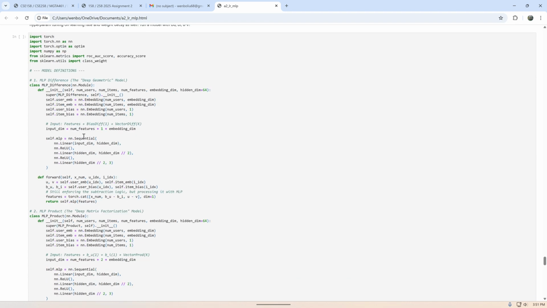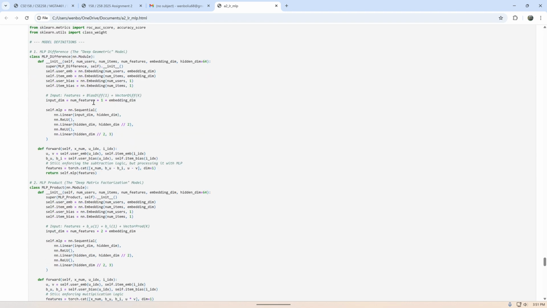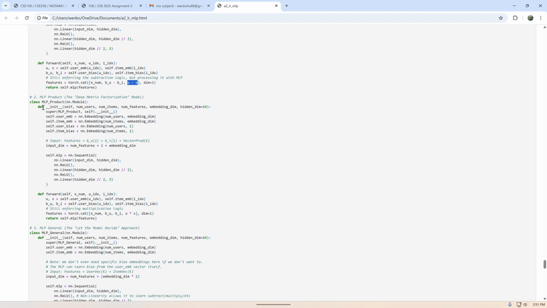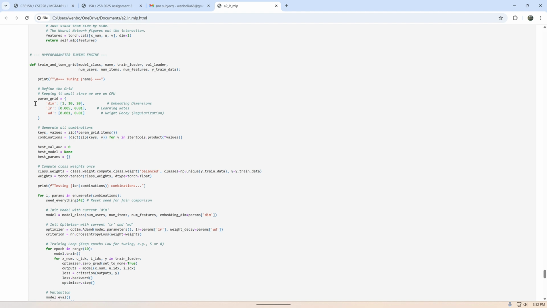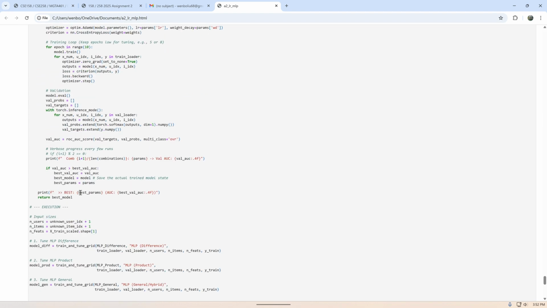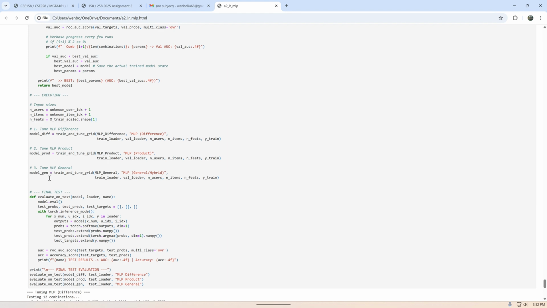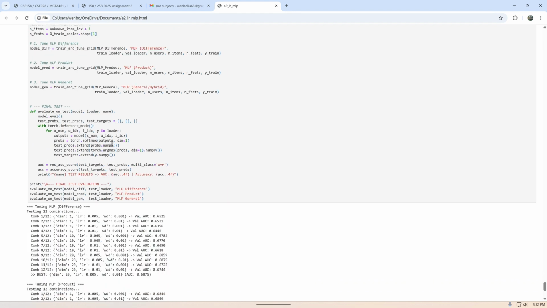And here are the MLP models. So here, the first one, we tell it explicitly to think about U minus V. For the second one, we tell it explicitly to think about U times V. For the final and general one, we don't tell it anything. We just give it the explicit feature and the embeddings to see if it can think of something on its own. Again, hyperparameter tuning, and then evaluating on the test set.